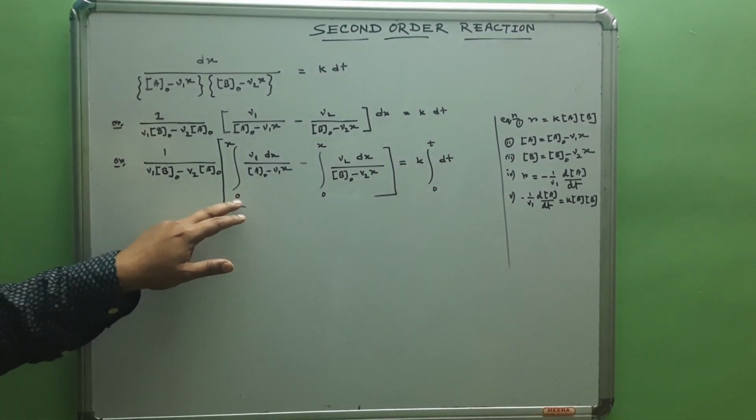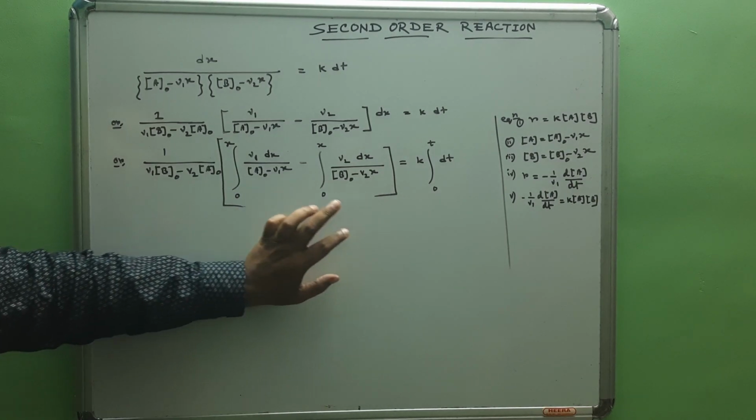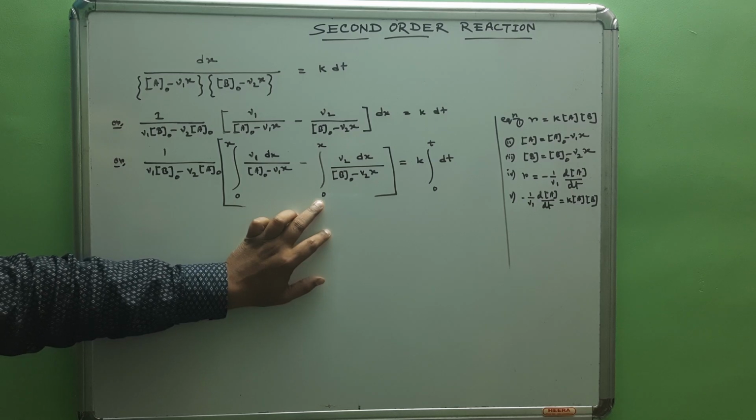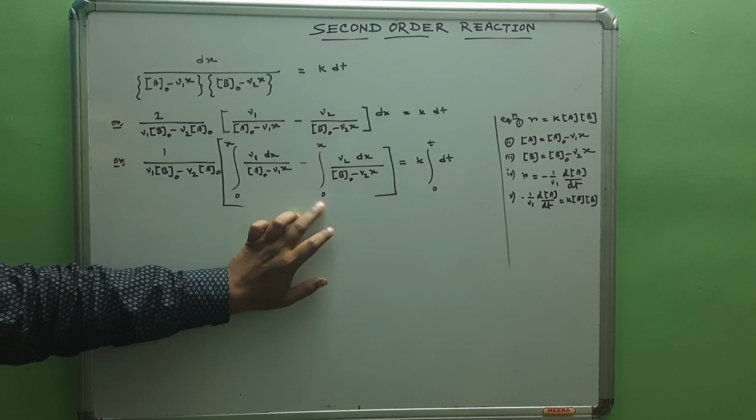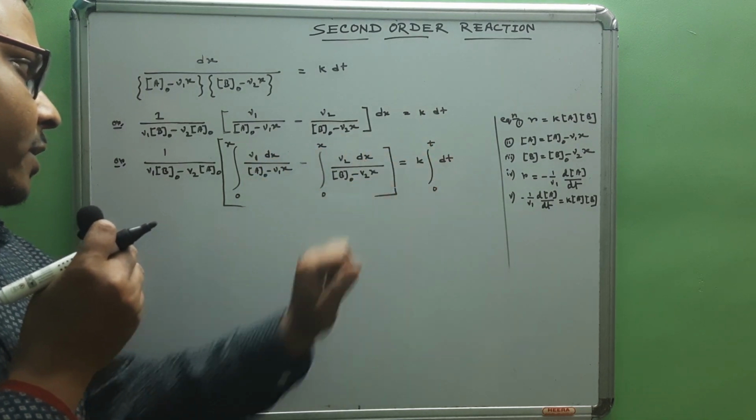This is the lower limit of extent of reaction, 0, at the time when time t equals 0. No reaction has occurred. So the extent of reaction is 0 at time t equals 0, and this is x, the extent of reaction x at time t equals t.